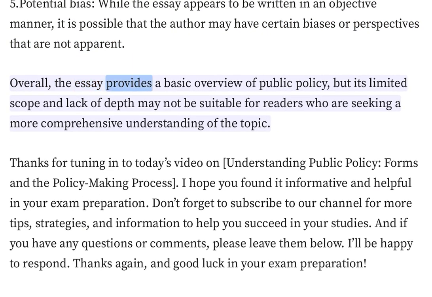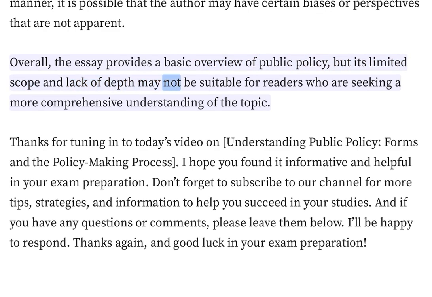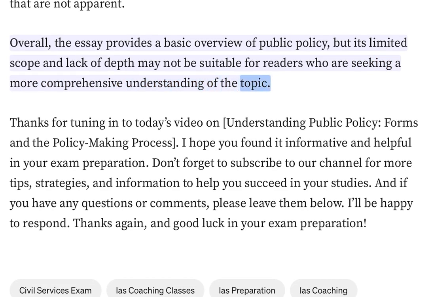Overall, the essay provides a basic overview of public policy, but its limited scope and lack of depth may not be suitable for readers who are seeking a more comprehensive understanding of the topic.